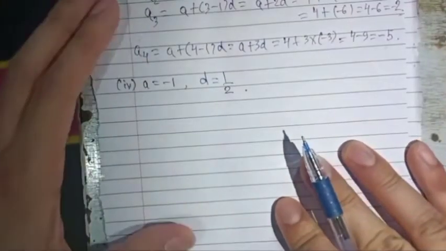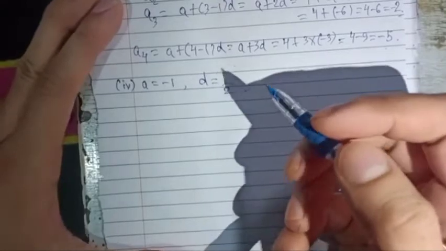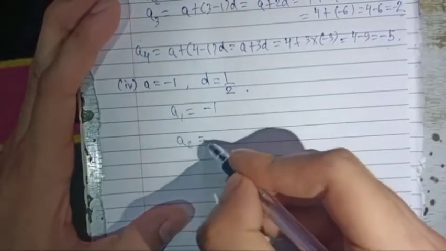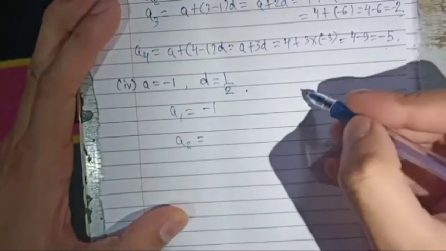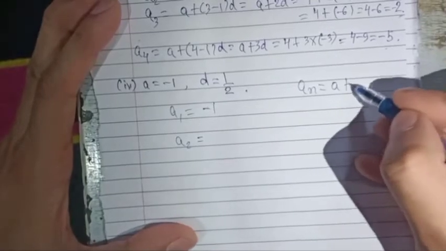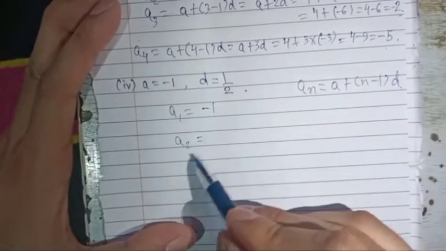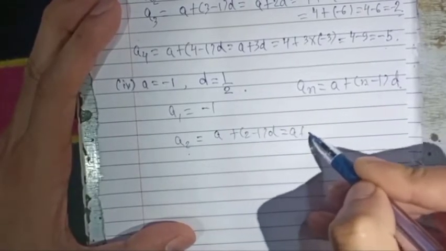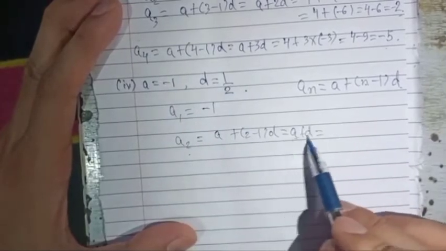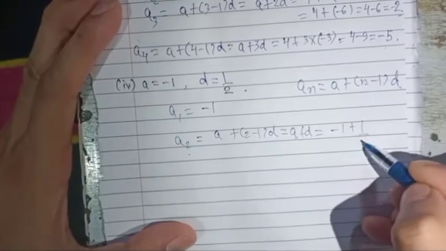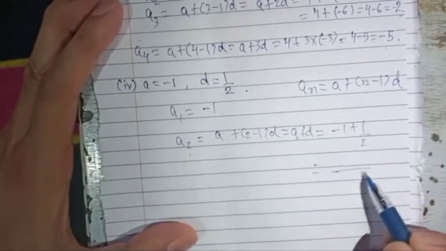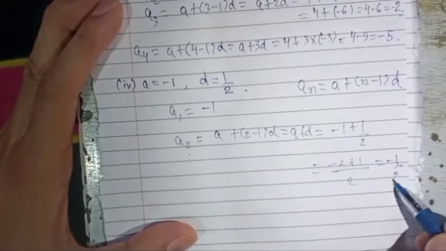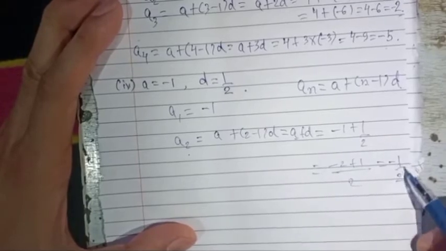Now the fourth question. a is equal to minus 1, d is equal to 1 upon 2. So the first term we already have, that is minus 1. The second term will be equal to, putting in that formula, remember this formula, a plus n minus 1 into d. So a plus 2 minus 1 into d, that is equal to a plus d. Now putting in the values, we just add a and d. So minus 1 plus 1 upon 2. Taking LCM, minus 2 plus 1, divided by 2, that is minus 1 upon 2. So minus 1 upon 2 will be the second term.